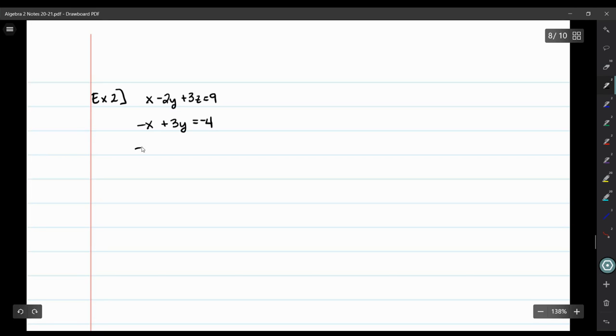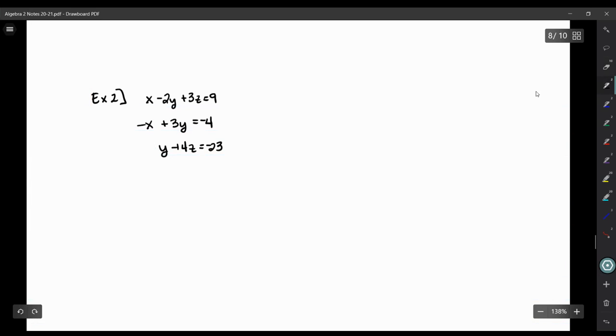And we have negative 5y minus 14z is equal to negative 23. So if you notice on this one, we're missing a few things. There are some equations that are already missing variables, so you can use that to help inform your decision on what to eliminate. If we look at the first equation, it has all three variables. That's not helpful. So let's look at the other two.